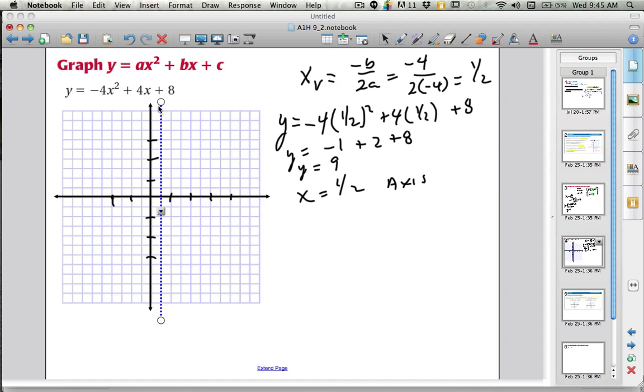So I'm going to retreat, and I'm going to make this be, there's my axis of symmetry at 1/2. I'm going to go ahead and make these ones so that I've got 1, 2, 3, 4, 5, 6, 7, 8, 9 here on my graph. So that's my vertex. My vertex is at 1/2, 9. And I know it opens down, but I'm going to choose values of x that are near my vertex. So I'm going to choose 1 and 2.